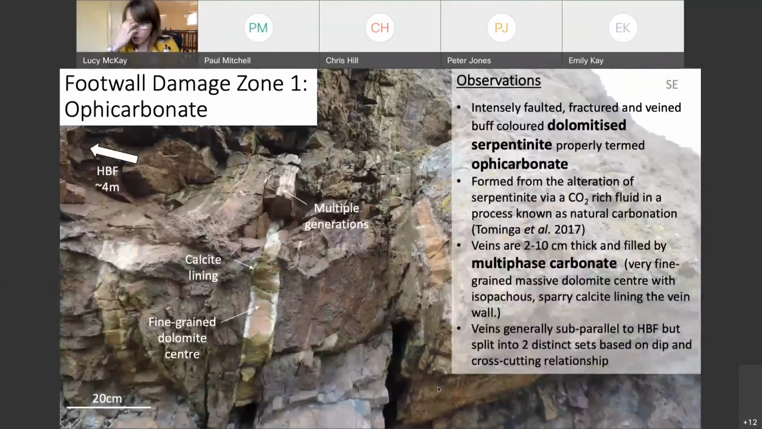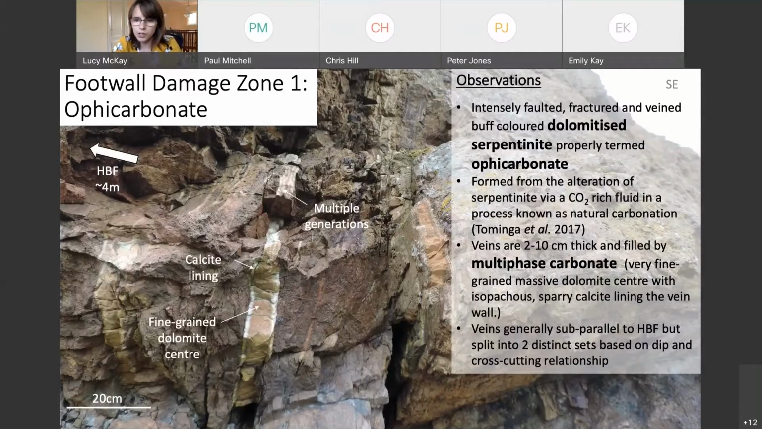Next, moving up in the log, which was this orange unit on the map, it's an intensely faulted and fractured buff-coloured, what we call a dolomitized serpentinite, which is properly termed ophicarbonate. So this unit formed from the alteration of serpentinite with a CO2-rich fluid in a process known as natural carbonation.